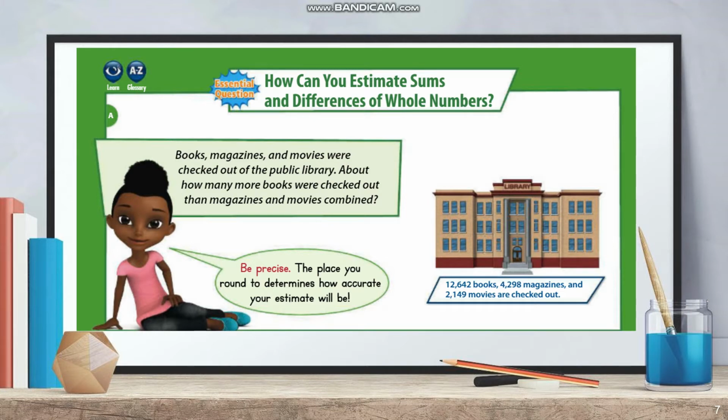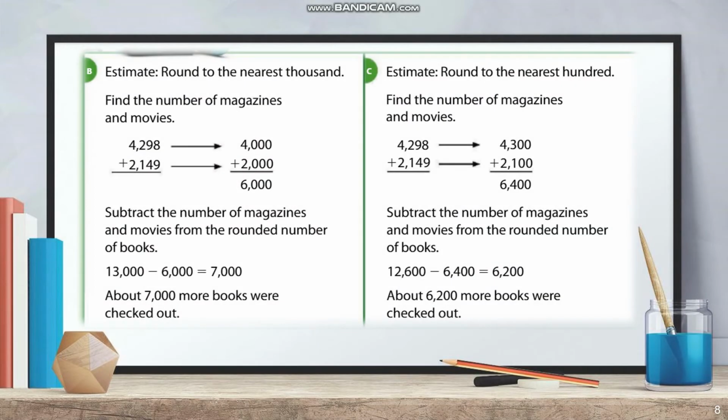How can you estimate sums and differences of whole numbers? Books, magazines, and movies were checked out of the public library. About how many more books were checked out than magazines and movies? As you can see here, we have 12,642 books, 4,298 magazines, and 2,194 movies checked out. So to estimate, we need to round to the nearest thousand.